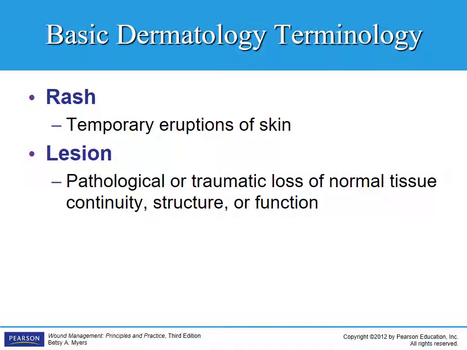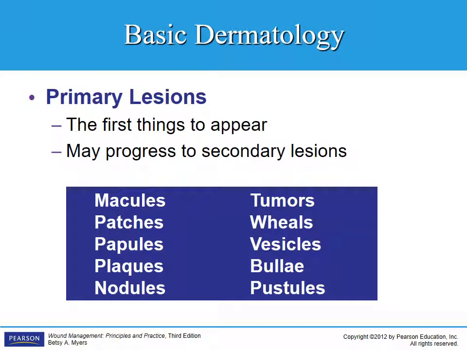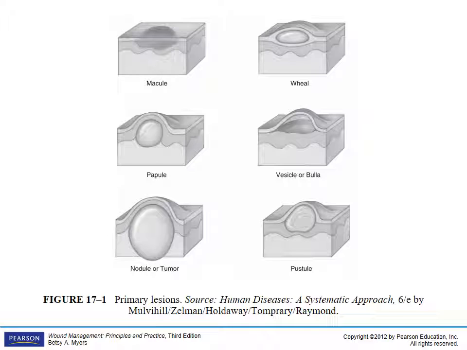They're not necessarily open. A primary lesion is the first one that you see, and it may progress to secondary lesions, which we'll get to, but secondary lesions are generally more under the skin. The names that you see here are all names for primary lesions. And then this slide shows you the difference between all of the things that we just talked about.